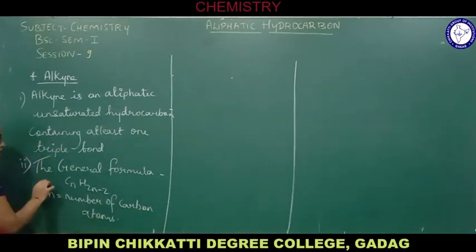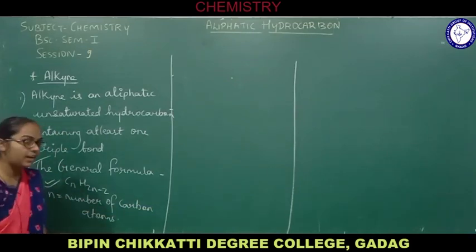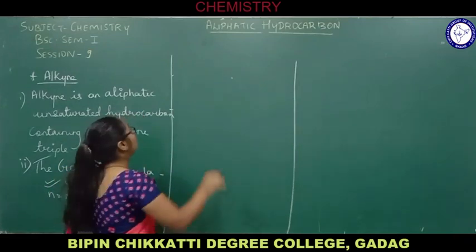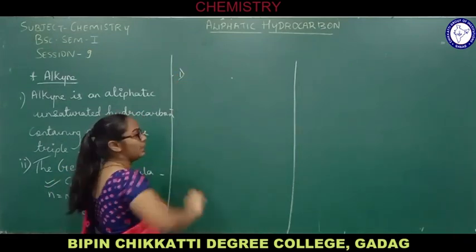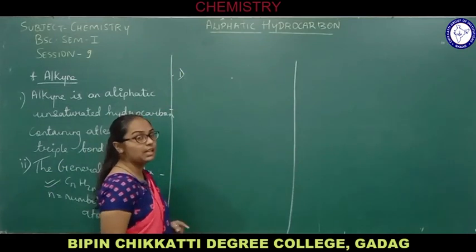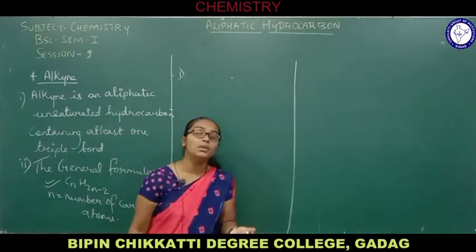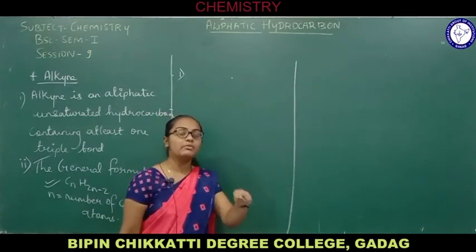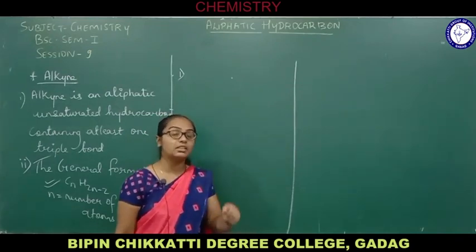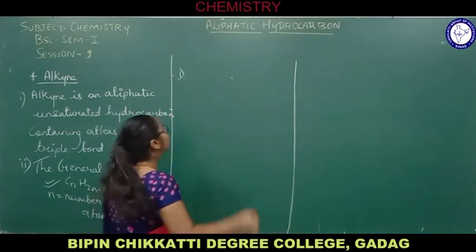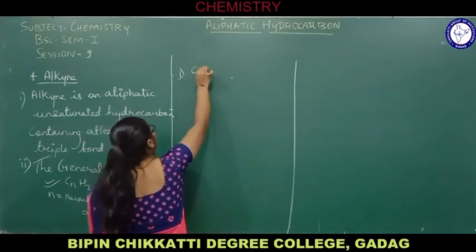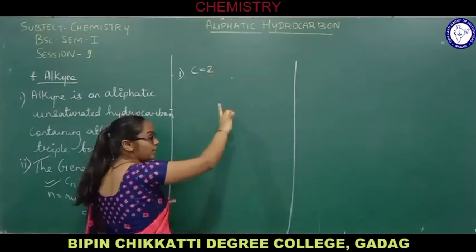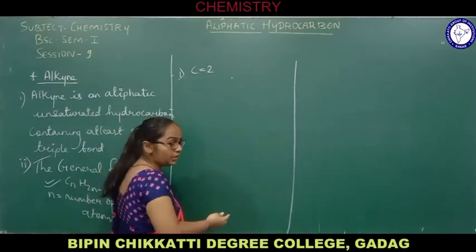Okay, so by utilizing this general formula, we are going to derive the first 5 members of the alkyne. So let's go with the first member of alkyne. The first member of alkyne starts with the number of carbon being 2. So I am going to start by taking carbon as 2. If 2 carbons are there, the n will definitely be 2 in the general formula.